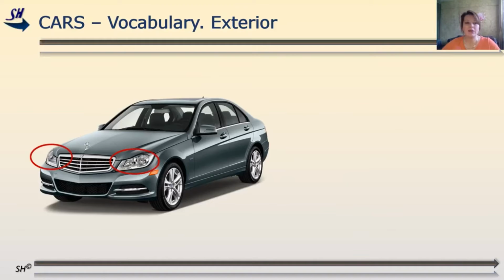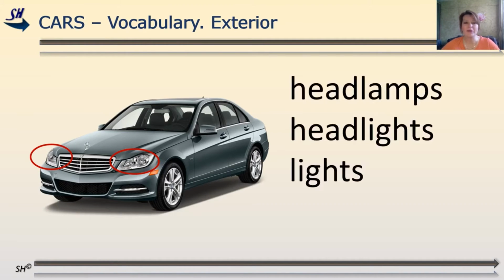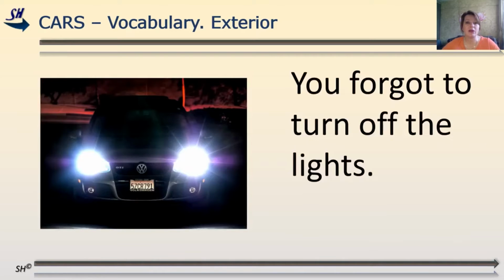Next, these two things that help us see better when driving are called either headlamps or headlights or just lights. But the key thing is here, if you want to speak about the front lights, it's headlights. The ones at the front, headlights. You can say you forgot to turn off the lights, or you forgot to turn off the headlights.